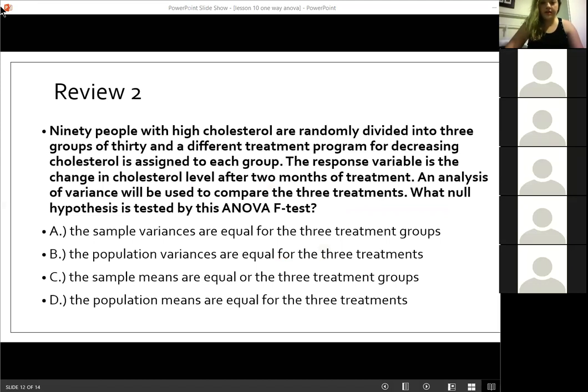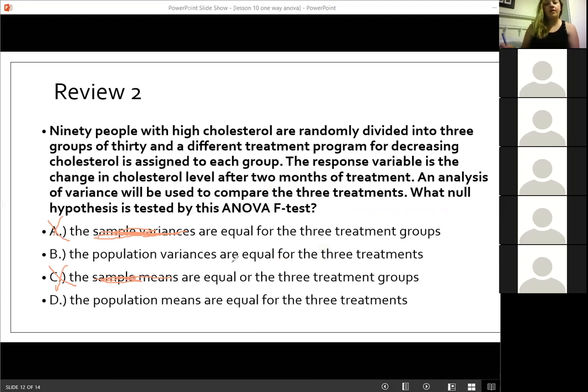All right, good job, guys. Remember, when we're talking about our different hypothesis tests and our null and alternative hypotheses, we're always talking about our population. So we can cancel out C and A immediately because they're talking about the sample variances and the sample means, and we're always talking about the population. So we know that those can't be true.